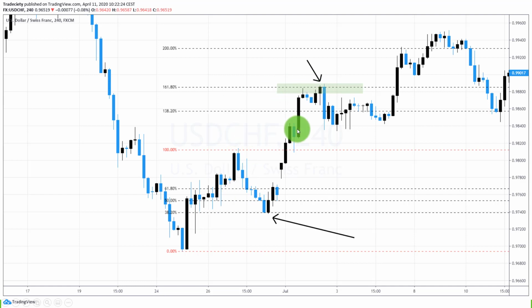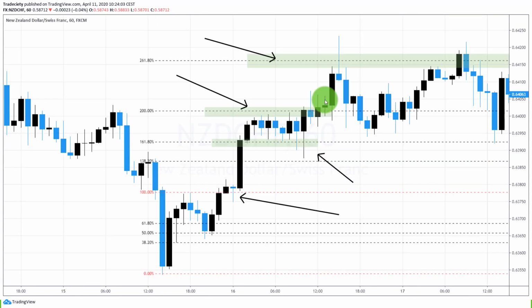And very popular targets are often the 138.2 or the 161.8. And very, very often you will see that the market is respecting those Fibonacci extensions to the pip. So really, really powerful strategies. Many big hedge funds, many algorithms also are Fibonacci based, or they use Fibonacci based trading strategies because they are very simple to program and very, very robust.